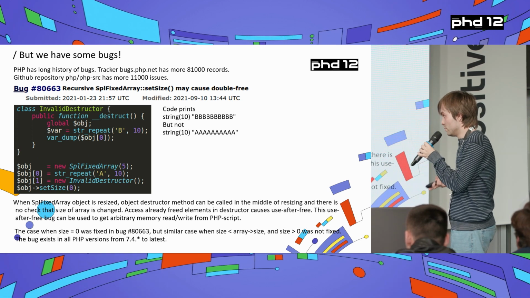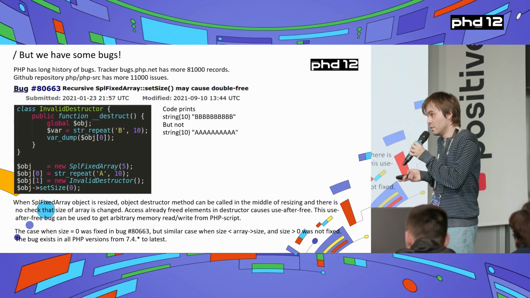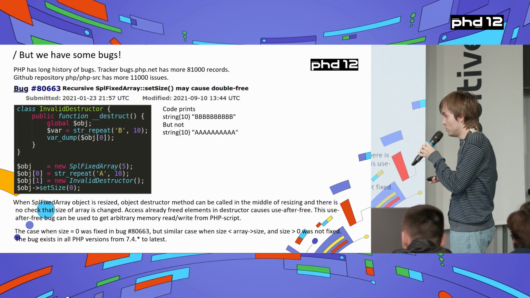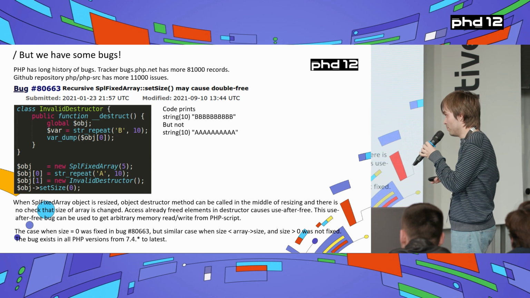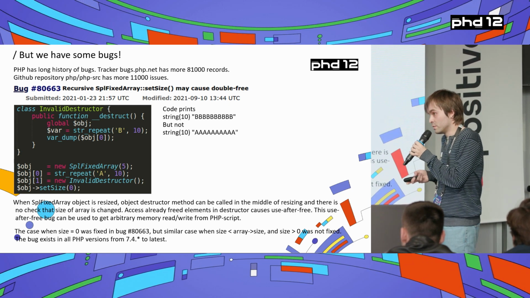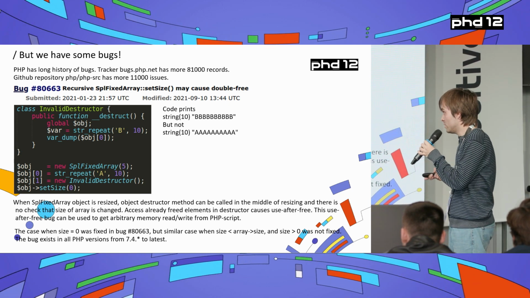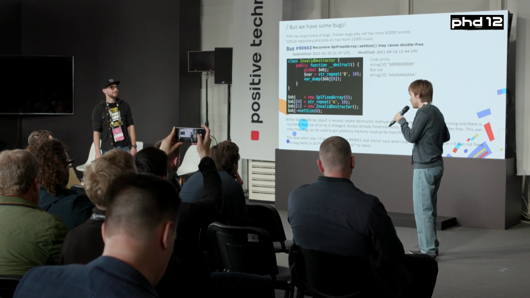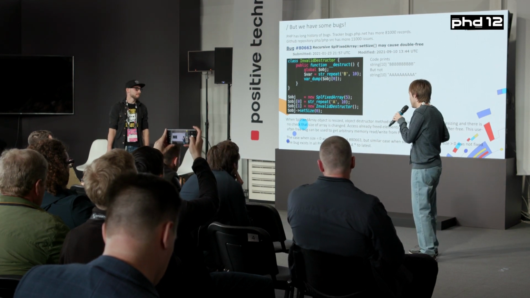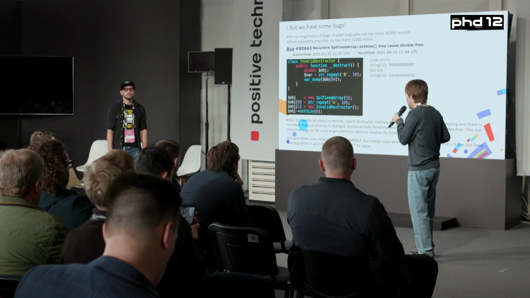But PHP has quite a lot of history of bugs. The PHP bug tracker has more than 81,000 reports, and the GitHub repository has more than 11,000 issues. Let's take a look at bug number 80063.